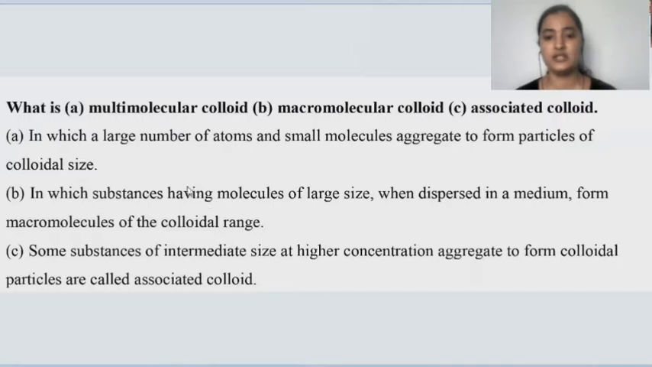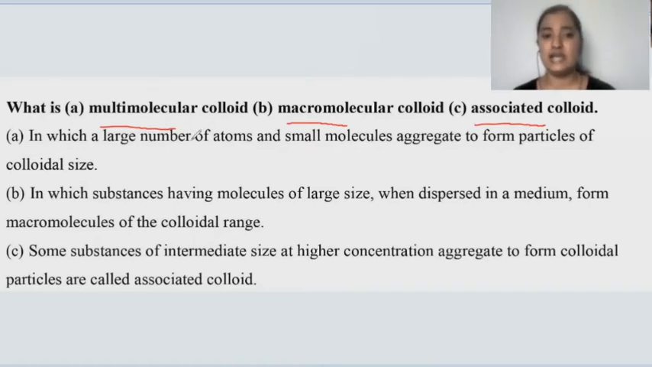The next question is regarding what is multimolecular, macromolecular as well as associated colloids. As I already told you children, the colloids are classified into different types. They have classified it into different types based on different ways. When you think of the particle size, the colloids are classified into three types. One is the multimolecular colloid, the other one is the macromolecular colloid, and the third one is the associated colloid. What is multimolecular colloid?